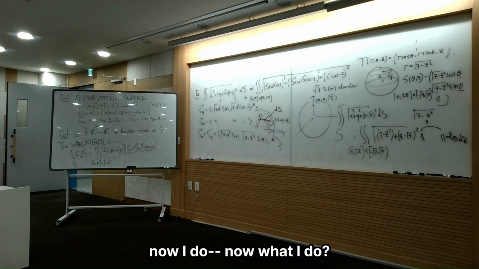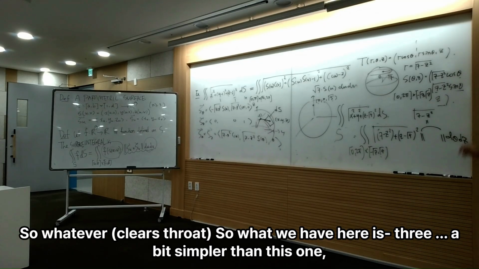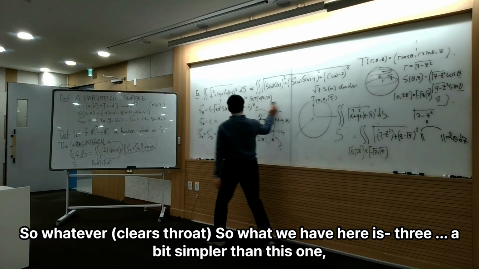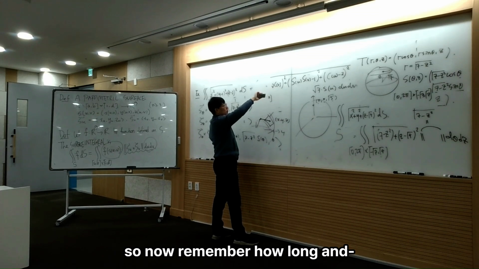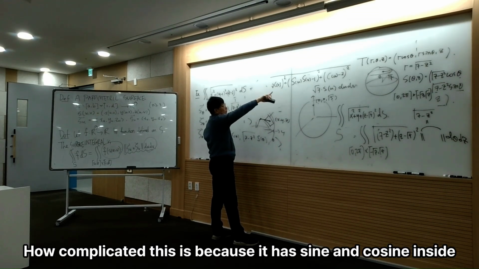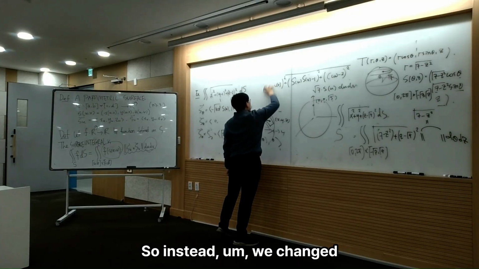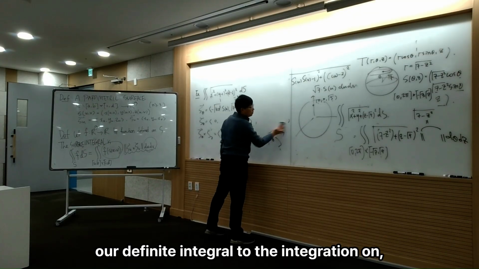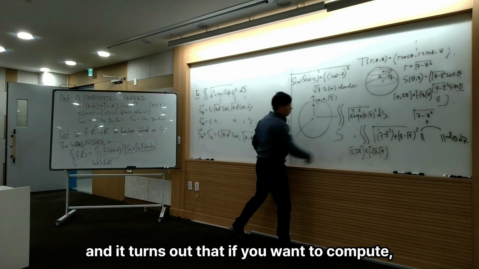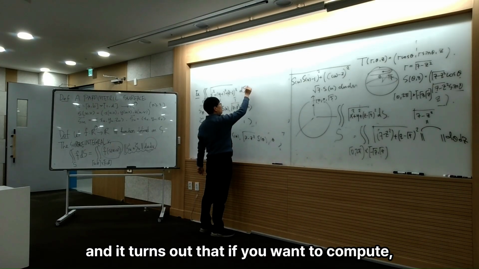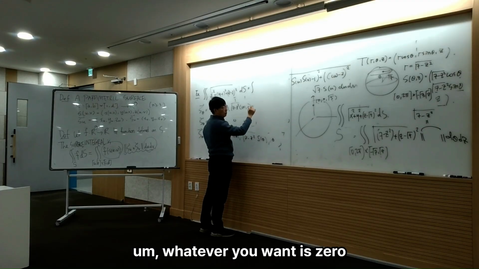Okay. Now what do I do? Let's see. So what we have here is a bit simpler than this one. Now remember how long and how complicated this is because it has sine and cosine inside. So instead, we changed our definite integral to the integration of this, and it turns out that what you want to compute is 0.